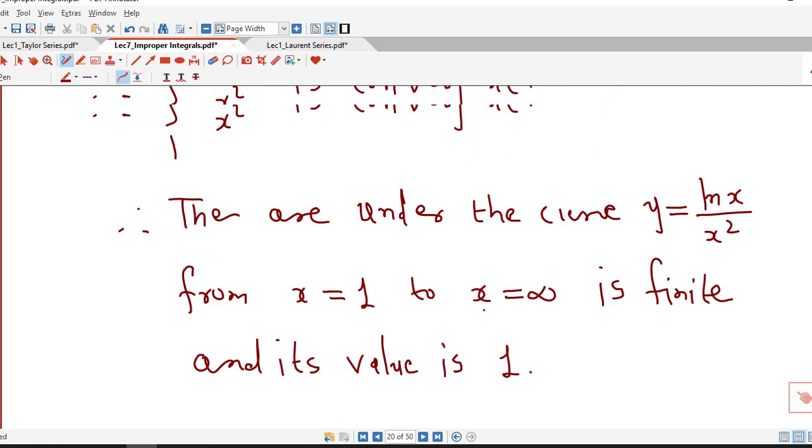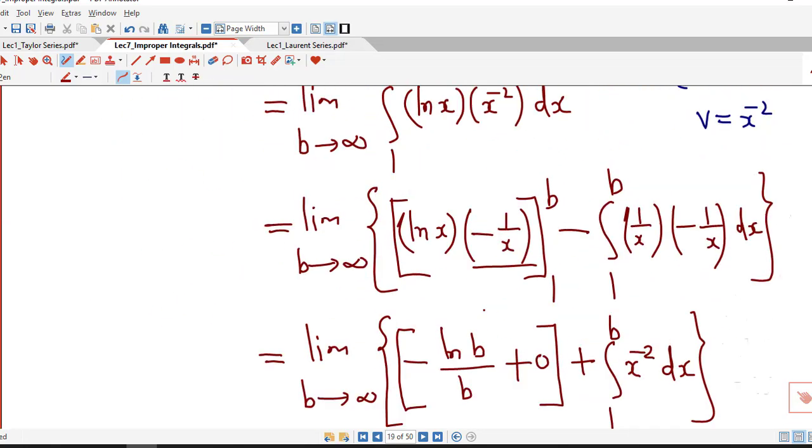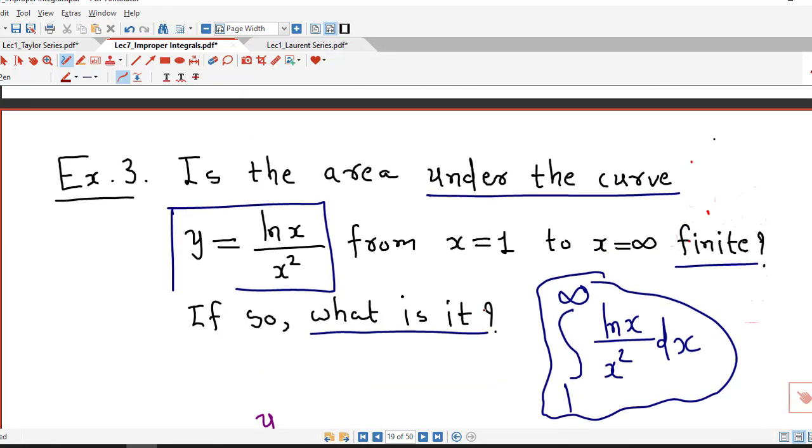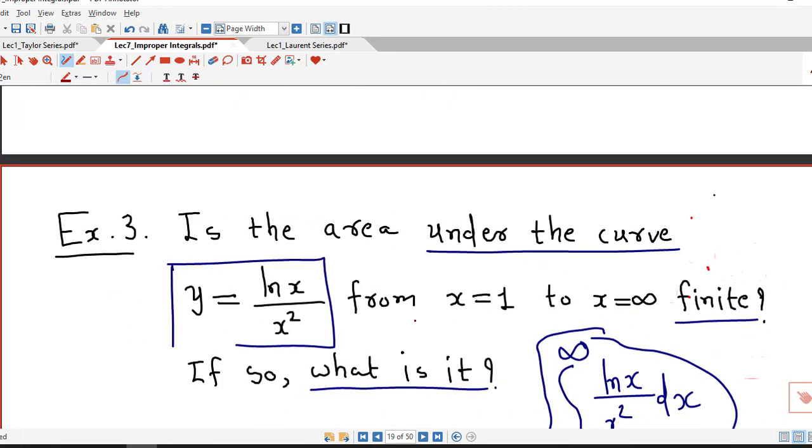So in this way we can have a variety of problems in improper integrals. So I have tried to take different types of problems which can be asked in a university exam. In the next lecture we will have some other type of problems.